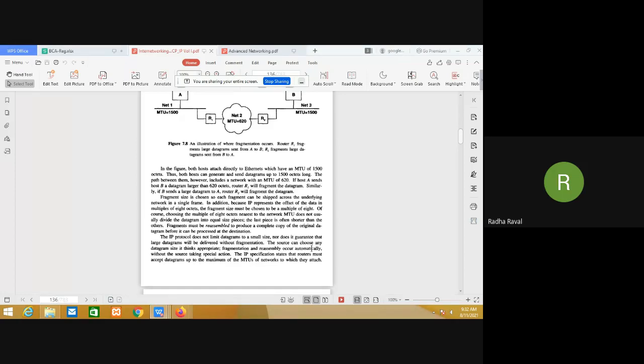What if I am sending a datagram having a size of more than 1500? Okay, so you don't have to worry about it as a source. It will be done in between, along the path. If they want fragmentation, they do it by themselves. Okay, and reassembly also occurs automatically. The source taking a special action is not required. So the IP specification states that the router must accept a datagram up to the maximum MTU of the network to which they attach.